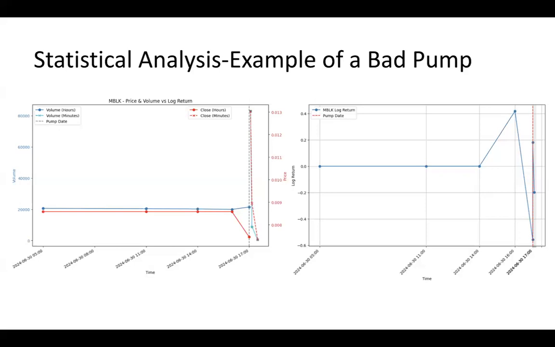However, during the last hour before the pump, the return turned negative, dropping to over negative 15%. This implies that many participants likely predicted which cryptocurrencies would be pumped and bought in advance, only to sell off early when the price began to rise.